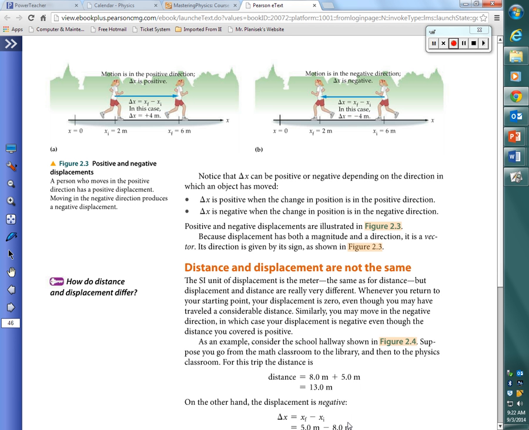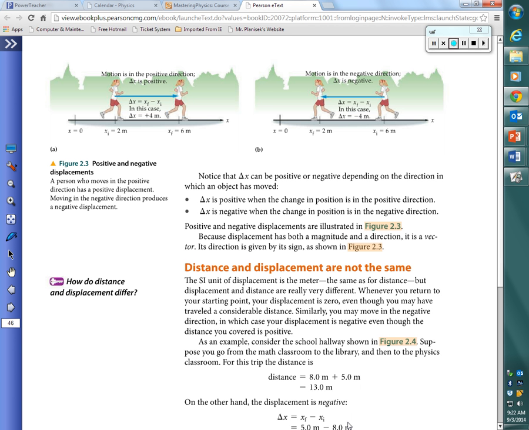Position tells you where something is. Displacement will tell you how you're traveling. Does that make sense? We can still be on the positive side of the origin, but traveling in the negative direction. Or we could be on the negative side of the origin and traveling in the positive direction. Position tells us where we are currently. Displacement tells us which way we're going.